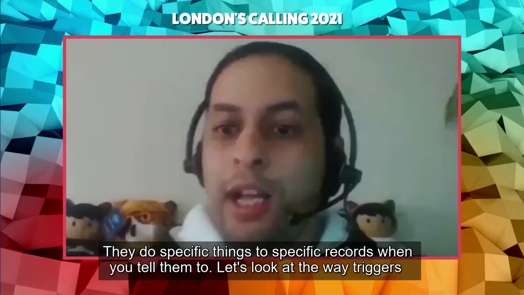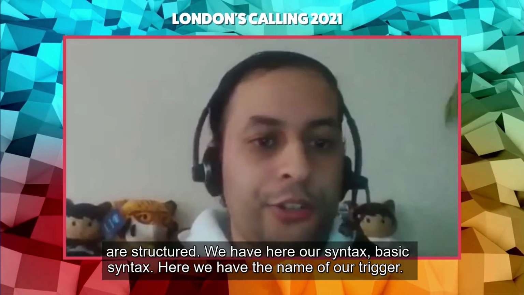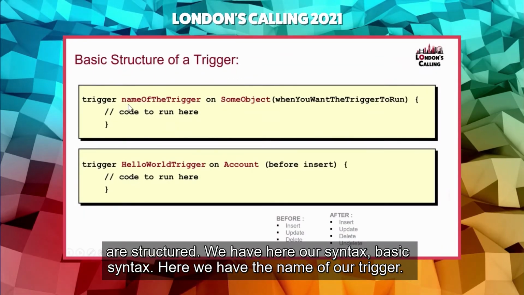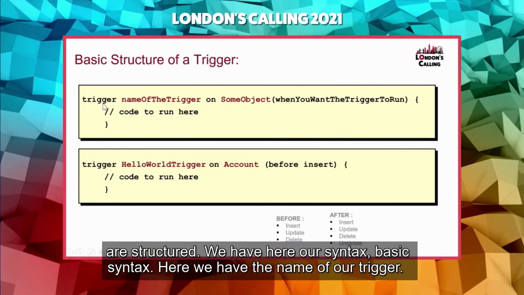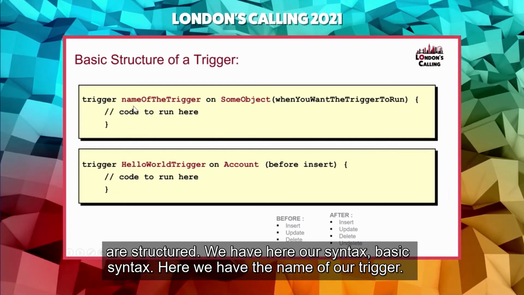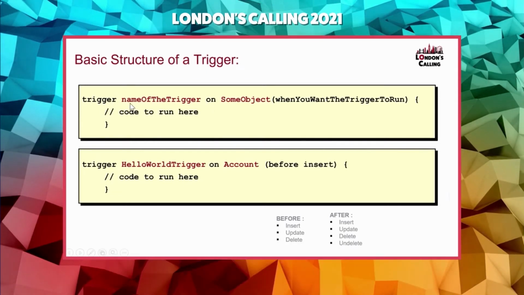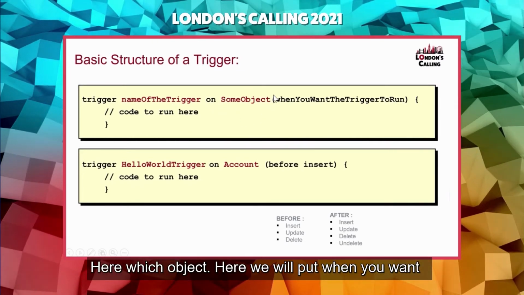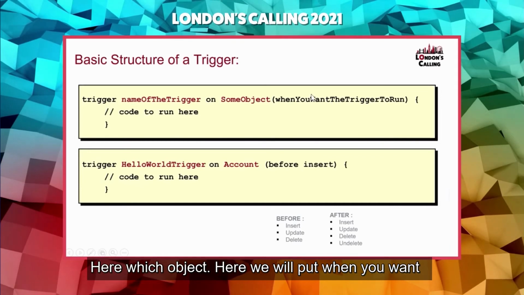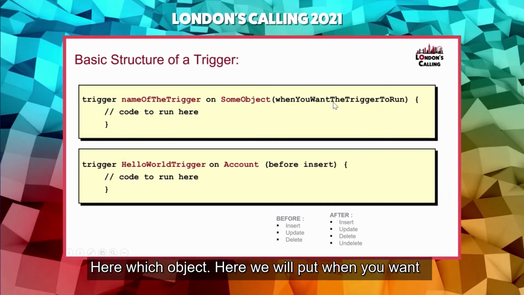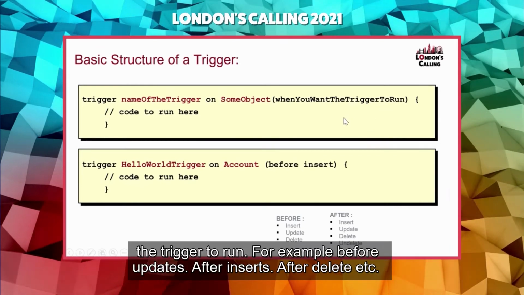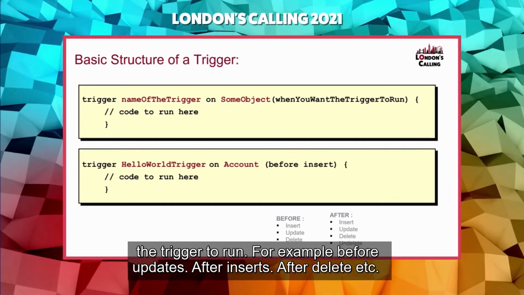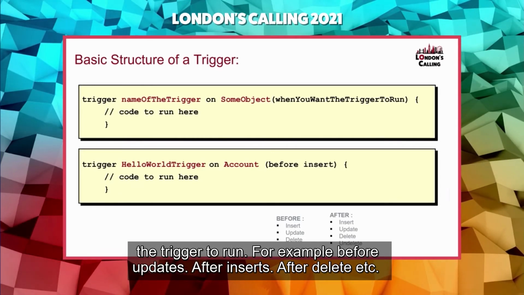So let's look at the way that triggers are structured. Here we have our basic syntax. Here we have the name of our trigger. Here, which object. And here we will put when we want the trigger to run, for example, before update, after insert, after delete, etc.